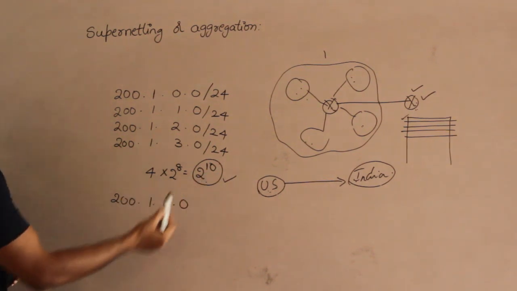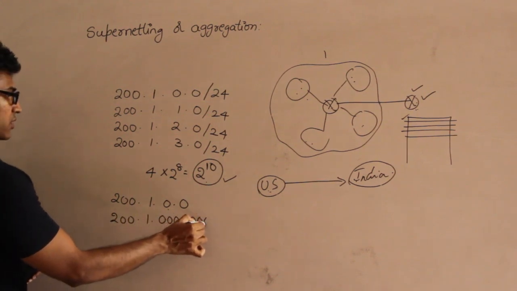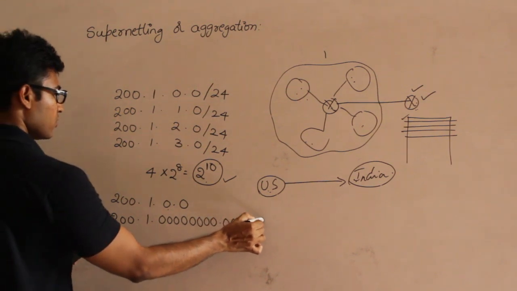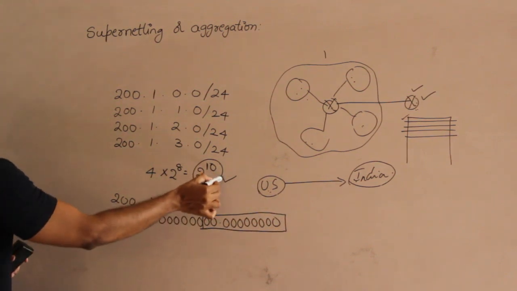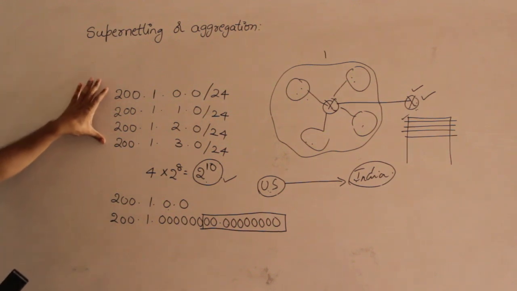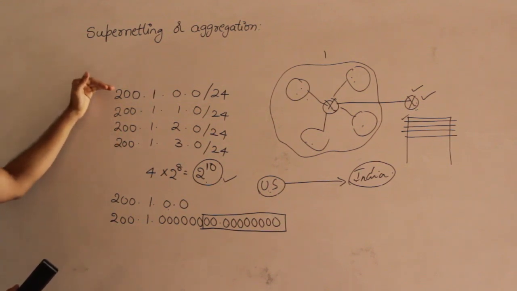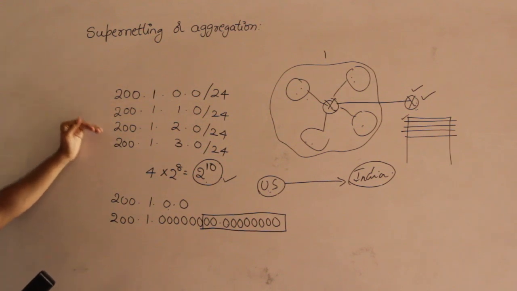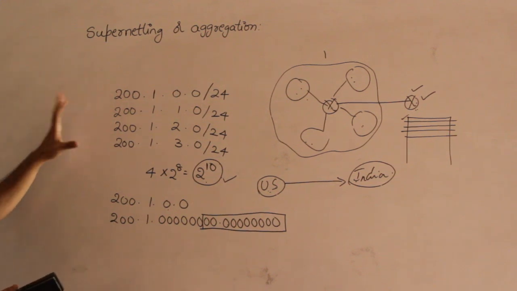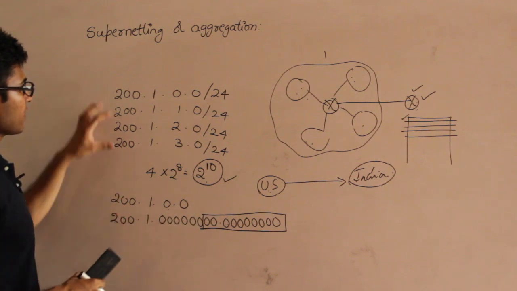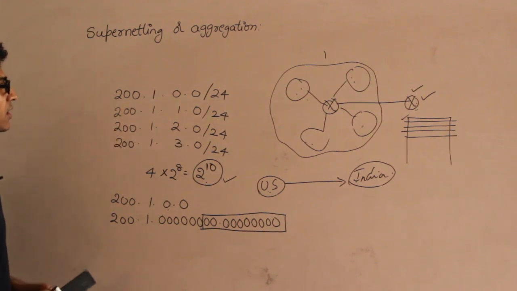So if I divide this one by 2 power 10, what will be the remainder? The remainder is 0, and therefore it is divisible. So that is why we could apply supernetting for this. So understand the rules for whether we could apply supernetting to a block or not. First, all of them are contiguous. Second, all of them are of equal size, and the size is 2 power n. And third, the first IP address has to be divisible by the total size of the supernet. Everything is being followed, right?